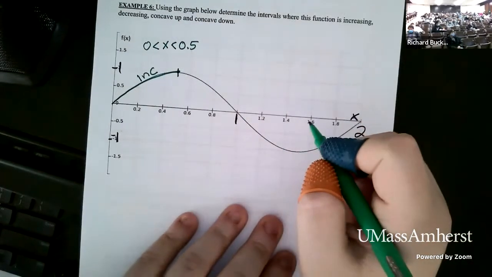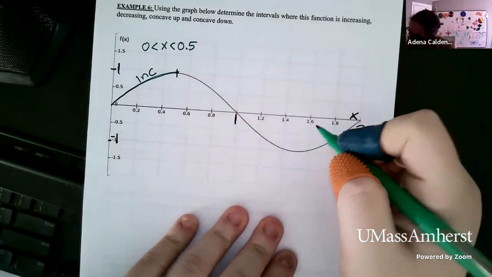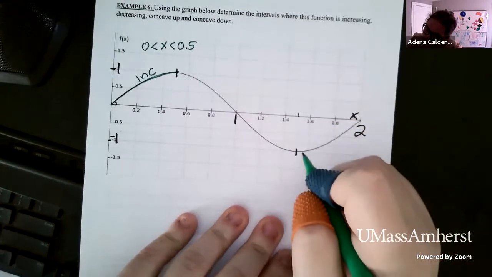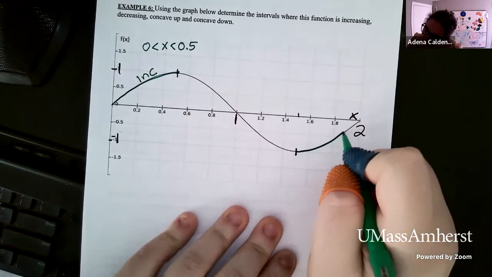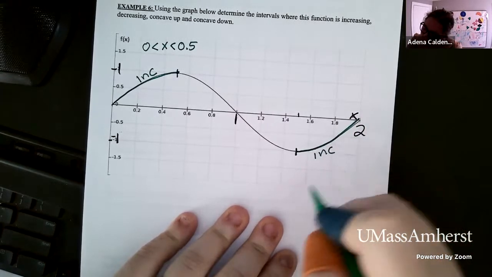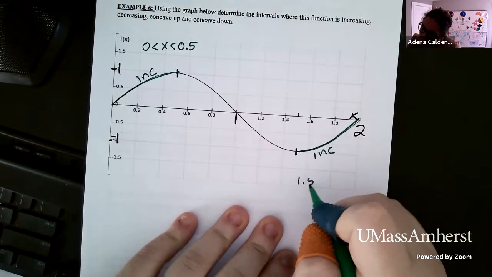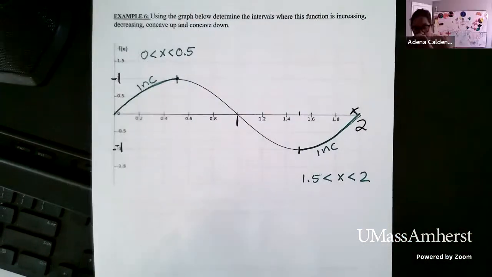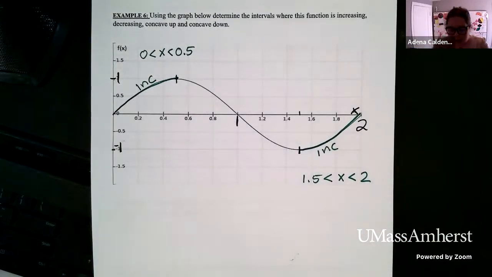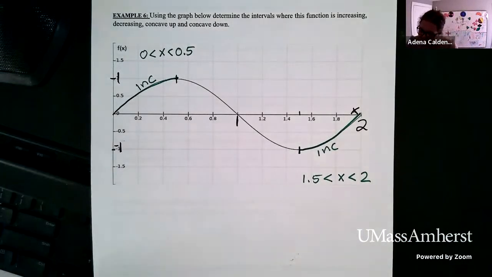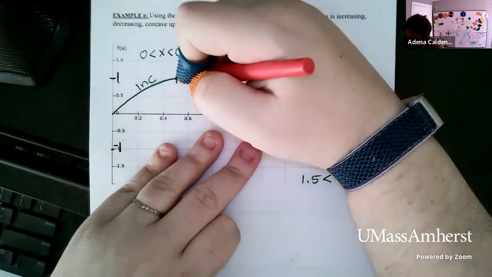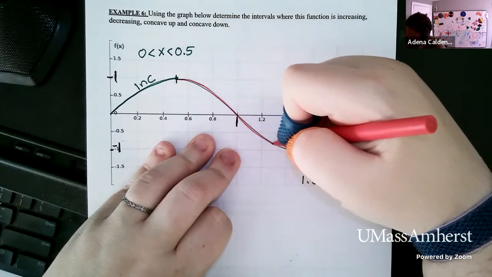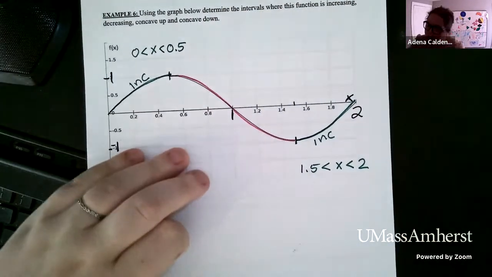Okay. I also notice I'm increasing over on the second part of the graph. So right about here at 1.5, I notice I start going up again. So I'm increasing here, so here I'm going to say 1.5 and 2. So I'm going to use open interval notation. And then in between those two increasing spots, I see that I'm decreasing in between, right? Because I'm going down the whole time from left to right.